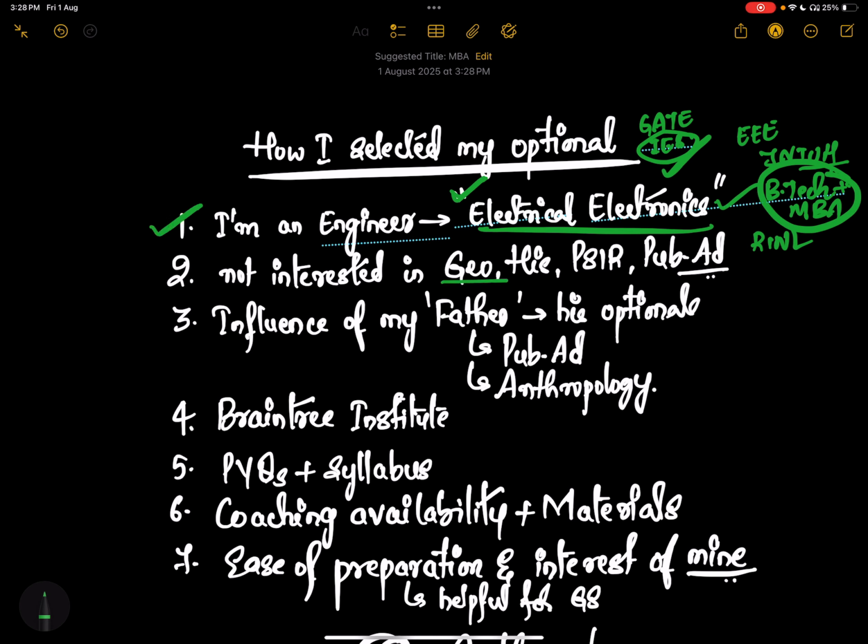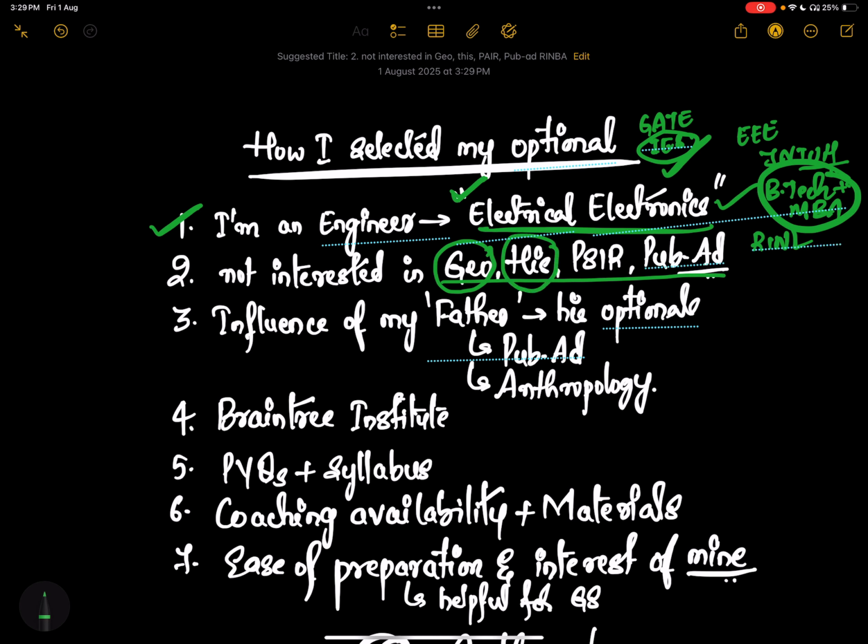I was not interested in geography, history, and PSIR. Why? Since I'm an engineer, I hadn't prepared geography, and it was all completed in my school studies only. I also saw the syllabus and many videos on how geography and history optionals work. In geography, mainly, you should always focus on current affairs.